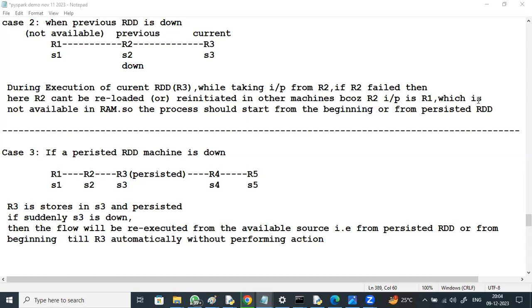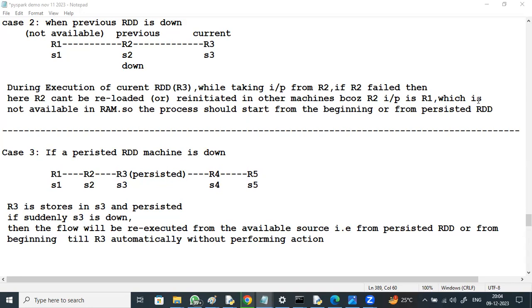If R30 is there, it means 29 steps are there before. R30 is persisted. If R30 is persisted and that R30 machine is down, the flow will execute from R1 to R30 if no RDD is available in the RAM in the middle. Automatically the flow executes from R1 to R30 and R30 will be repersisted. But if R30 is not persisted, it's a normal RDD.